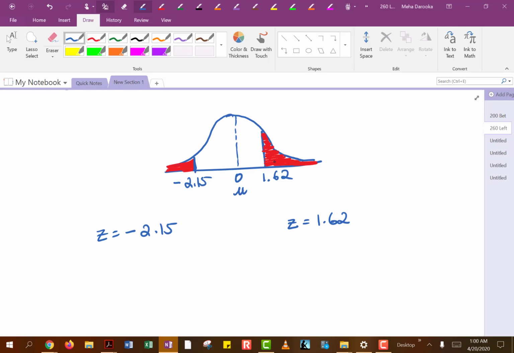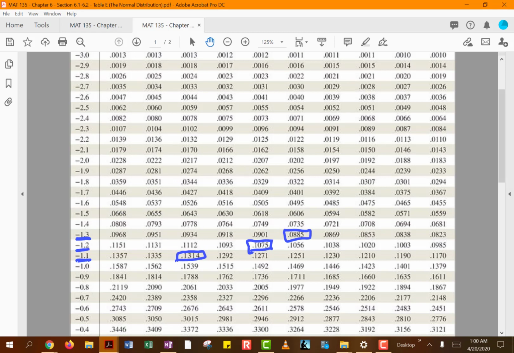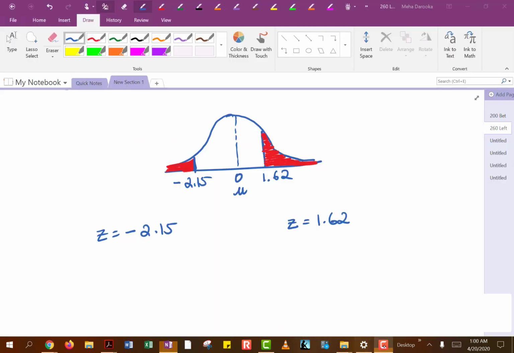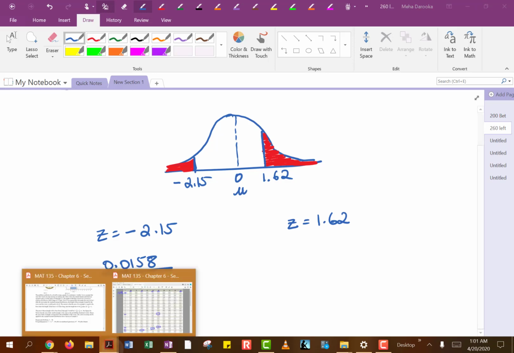So let's start with negative 2.15. So negative 2.1, and then we're going all the way to 5. So that's going to be this number over here, 0.0158. Okay, so 0.0158 for this one.